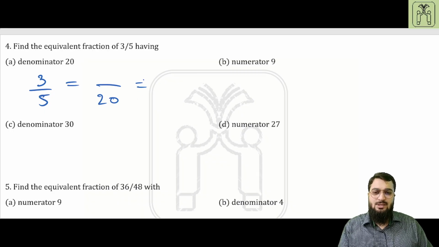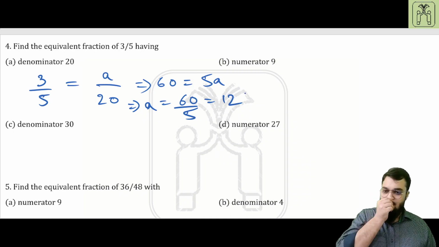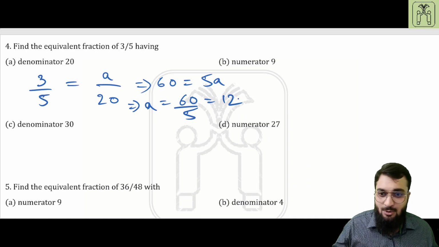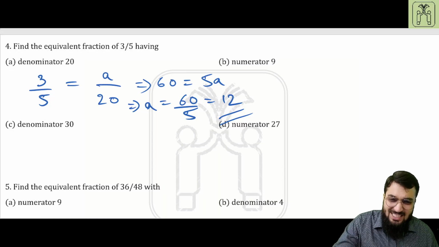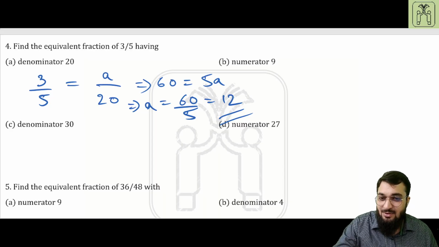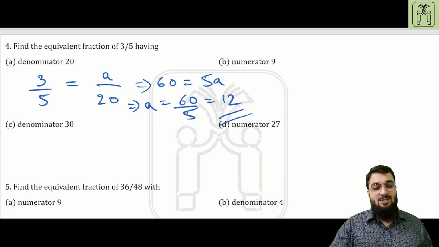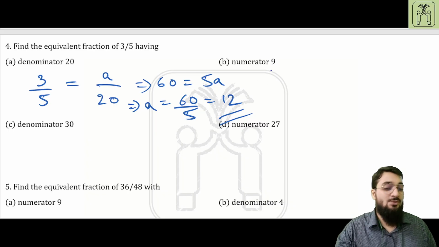This implies 60 is equal to, let us say this is a, and this will be 5a, and this will make a is equal to 60 upon 5, that will be 12. So a is equal to 12. So if you write 12 upon 20, this will give you the answer of 3/5. How? Because 3 into 4 times it will be 12, and 5 into 4 times will also be 20.